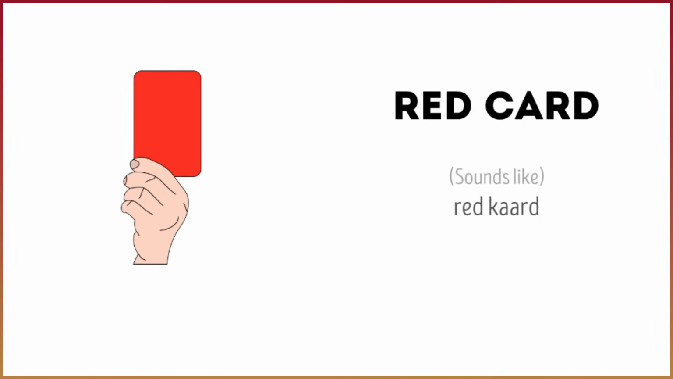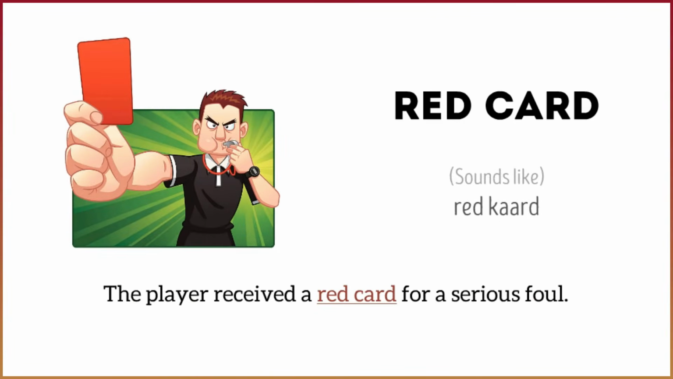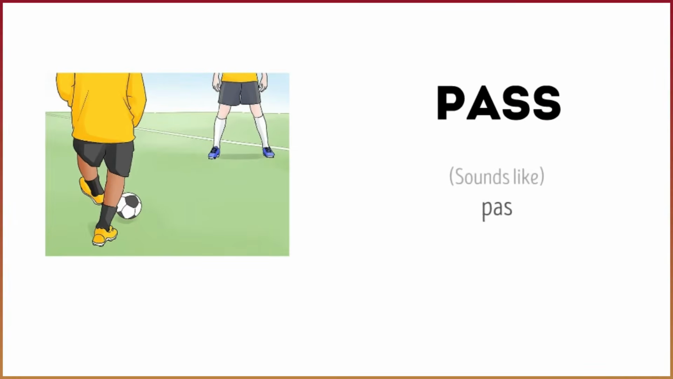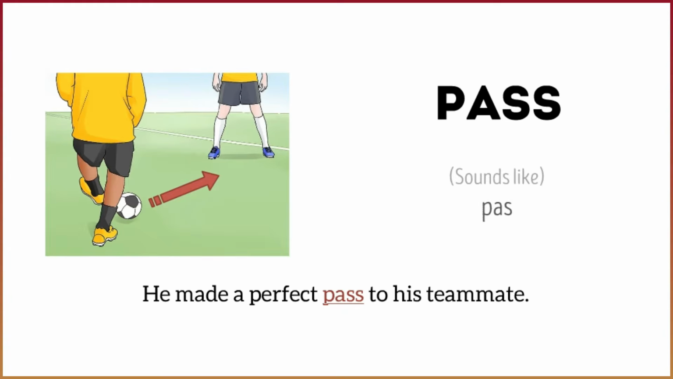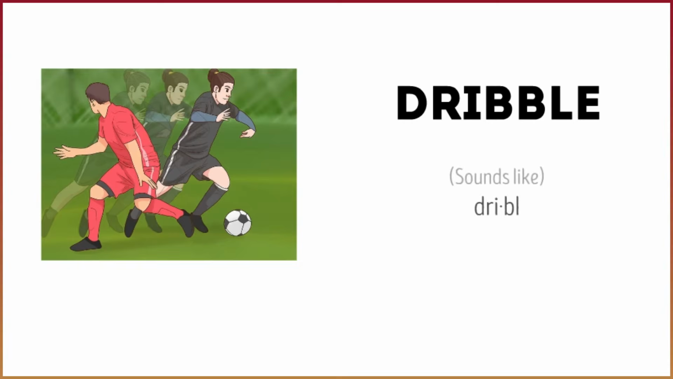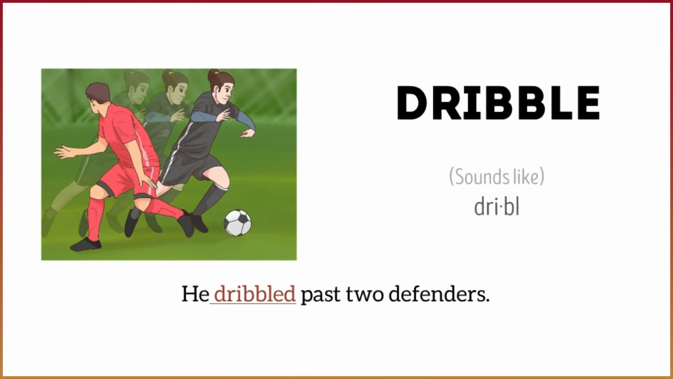Red card. The player received a red card for a serious foul. Pass. He made a perfect pass to his teammate. Dribble. He dribbled past two defenders.